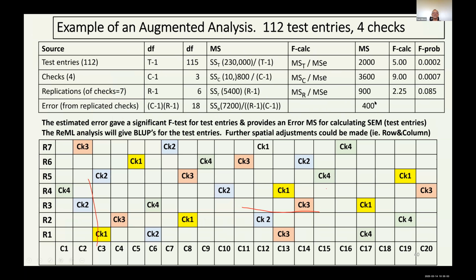So here, an example of 4 checks. Number of replications is 7. Sorry about the misprint there. Giving us 18 error degrees of freedom in this example, and mean square of 400 for error, and F-calcs derived from that error, and the probabilities, and then the BLUP estimates will take into account that degree of variability.